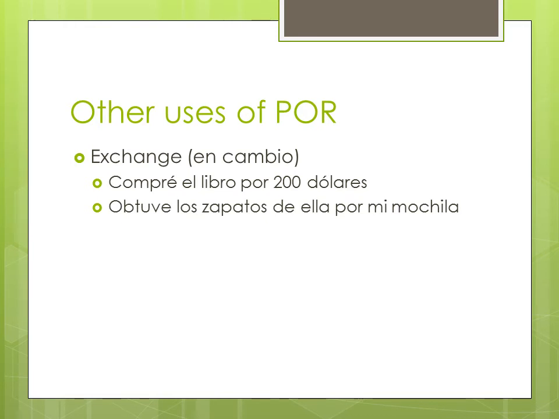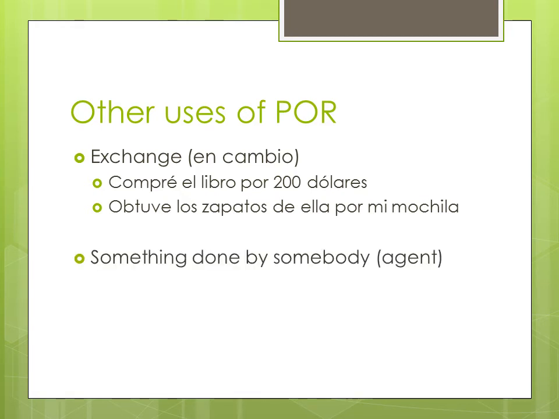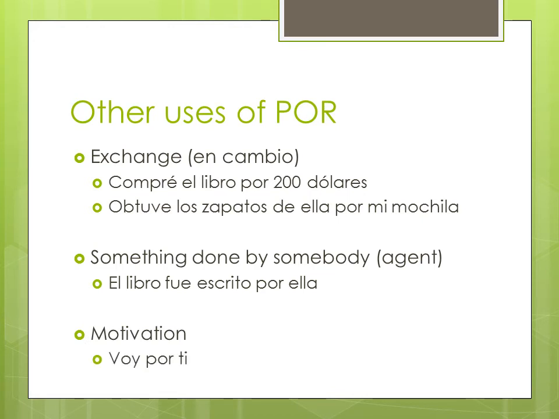Obtuve los zapatos de ella por mi mochila. So I obtained her shoes for my book bag. If you'd like to trade shoes for book bags, you would use por because we're talking about an exchange. Also, something done by somebody. El libro fue escrito por ella. Or a motivation. Voy por ti. I'm coming for you.